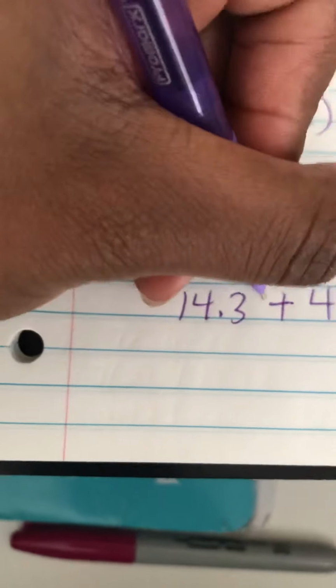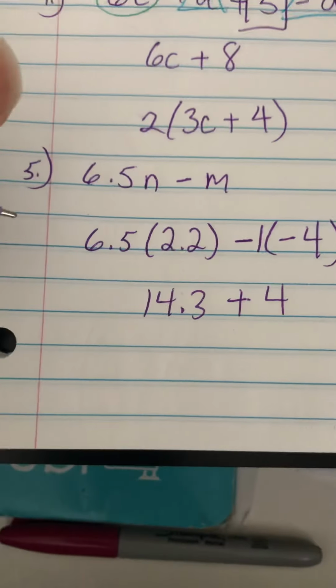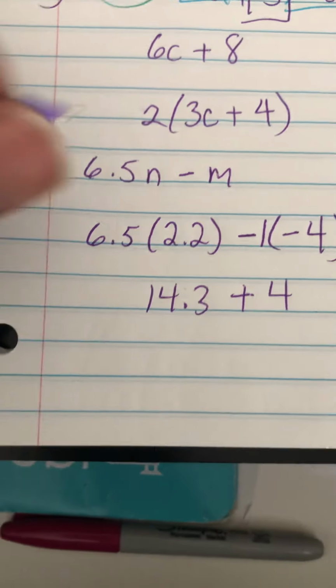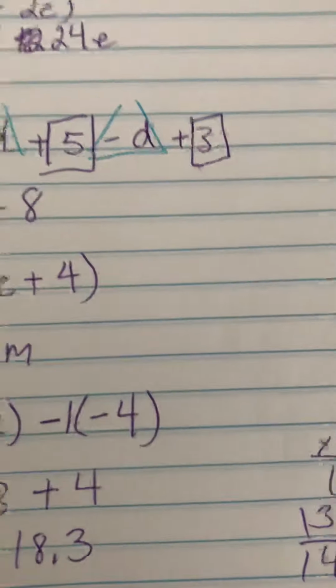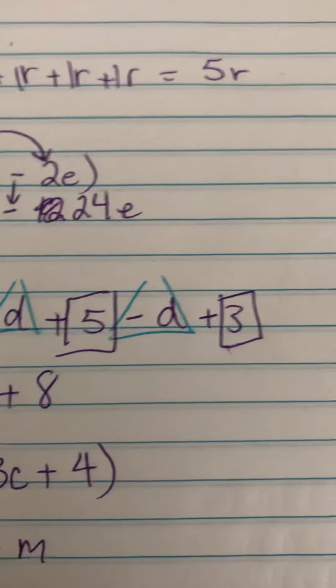So we're left with 14 and 30 plus 4, and it's going to give us 18 and 3, which is letter C. Okay, so number 5 is letter C. All right, let's turn to a fresh page here.